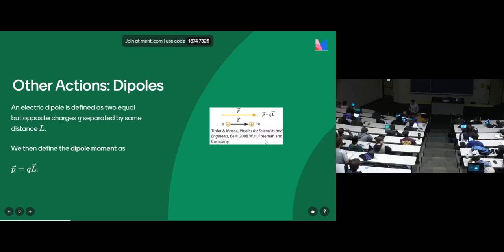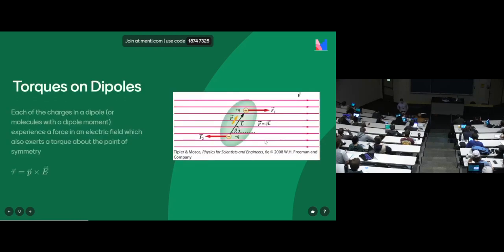So dipole moment is charge times the distance that separates the magnitude of charges.